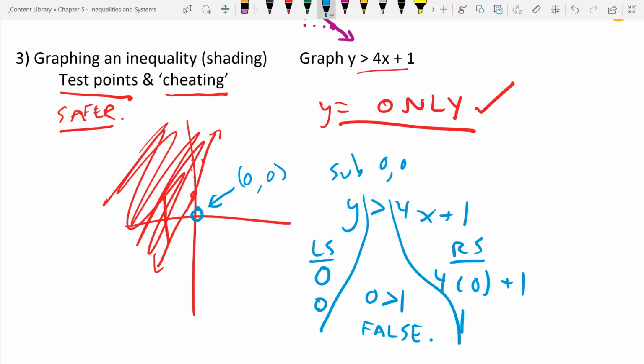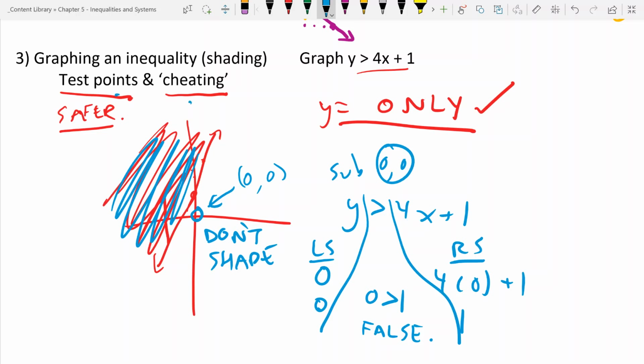If it's false, that means wherever the point was, 0, 0, which is there, we do not shade. Don't shade. We're going to shade the other part, whichever side of the graph does not have 0, 0, which using our cheating method, we already found out was over there.